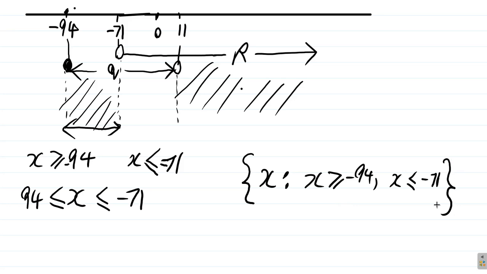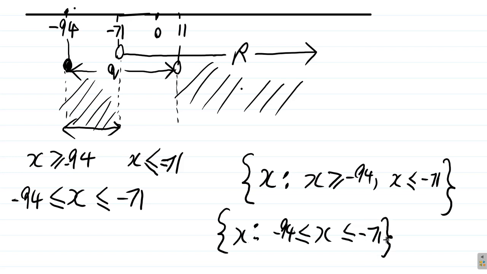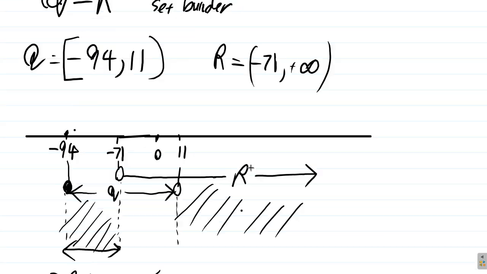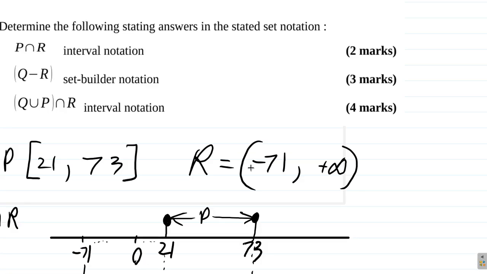Alright? Or you could put it this way and say x is such that, you could put x in the middle, negative 94 less than or equal to x less than or equal to negative 71, close bracket. Alright, so that's what we have there. A set builder notation.